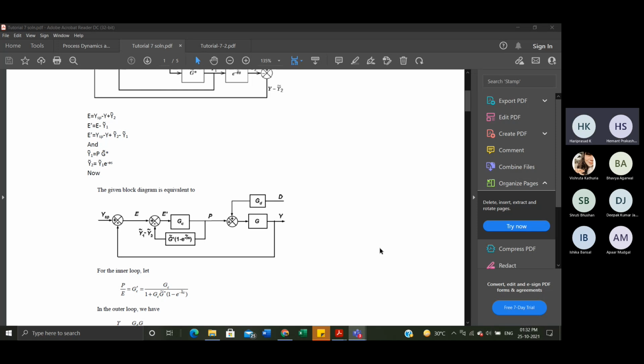Sir, if I simplify this diagram, then I don't think E should be E. There should be some other variable that we should use. I did not get you, Hemant. Sir, we have simplified this, right? So after the first comparator, I don't think there should be E. We should name it some other variable.